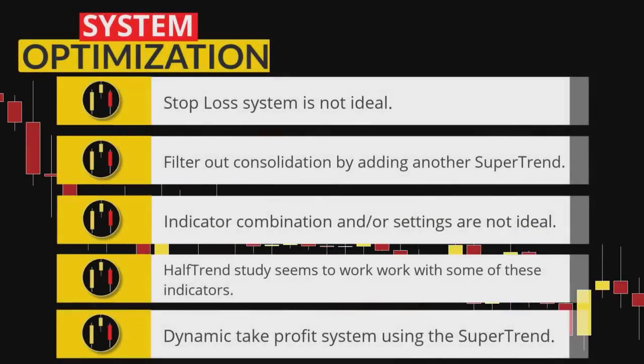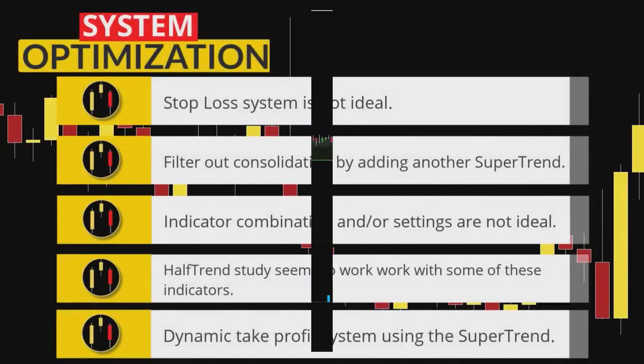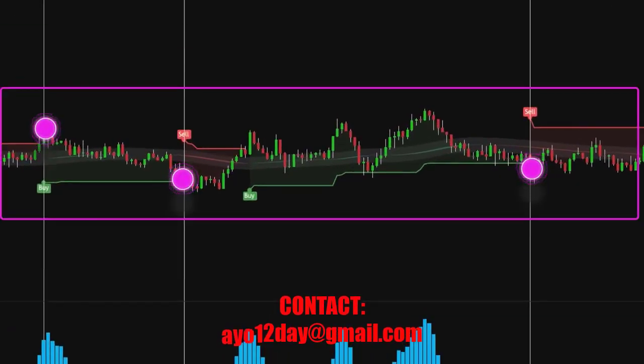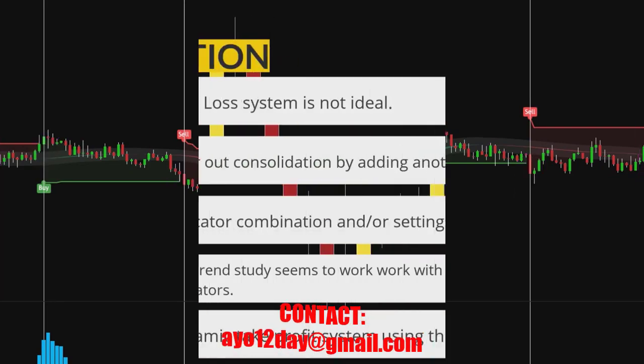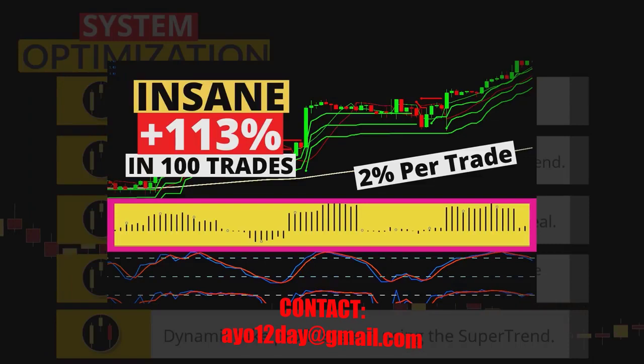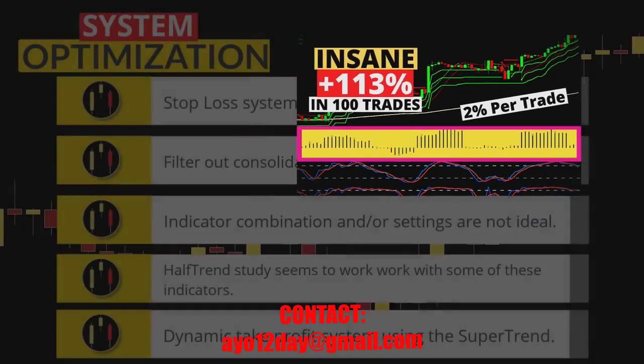Second, the signals this system gives off, like most systems in consolidation, turn out to be losers. Look at this chart where there are 3 consecutive losses. The first thing I thought of to filter this out was to incorporate the triple super trend strategy like I used in this video with fantastic results.